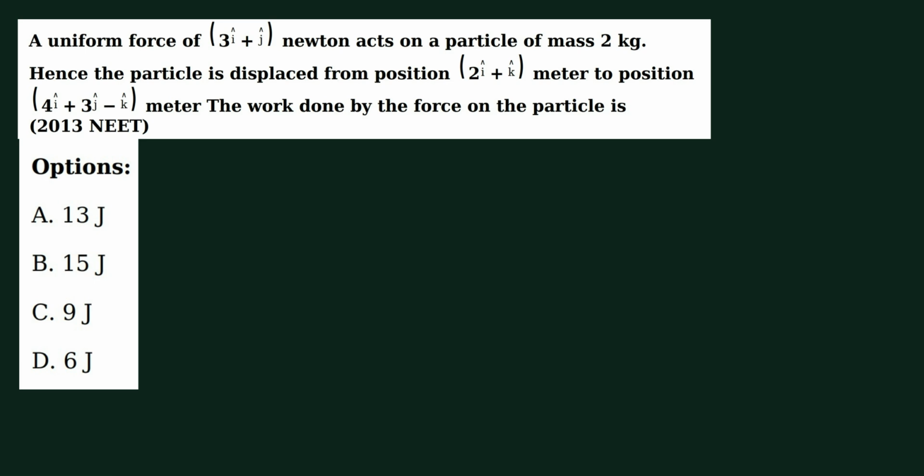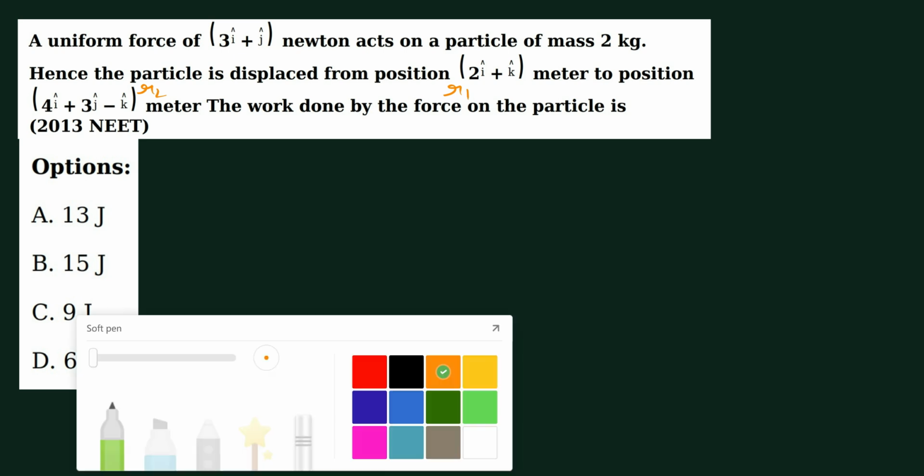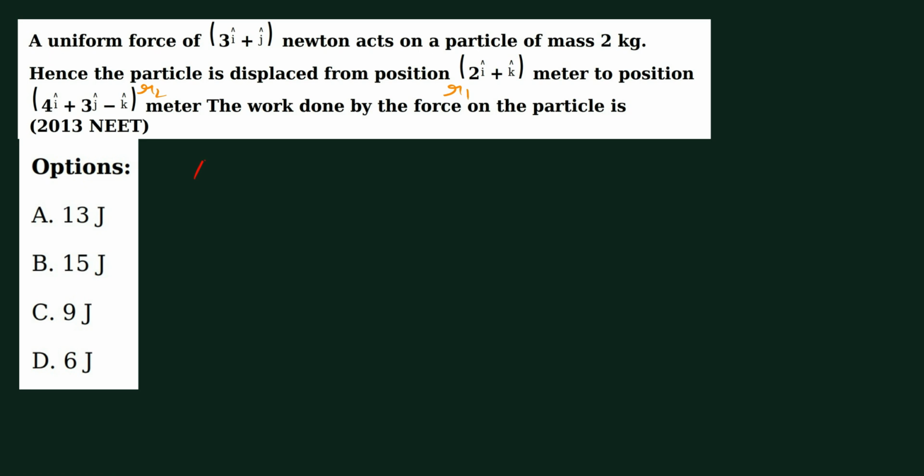A uniform force of 3i plus j Newton acts on a particle of mass 2 kg. Hence, the particle is displaced from the position 2i plus k meter to the position 4i plus 3j minus k meter. Because of the force, the particle is moving from the position R1 to R2. Then how will you find the change in position? Delta R equals R2 vector minus R1 vector. We have to find the work done by the force.